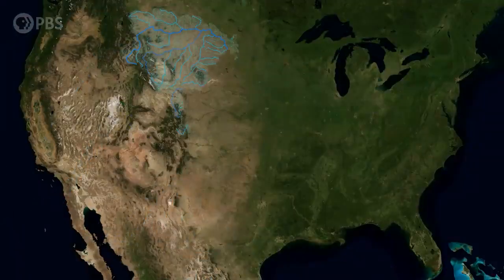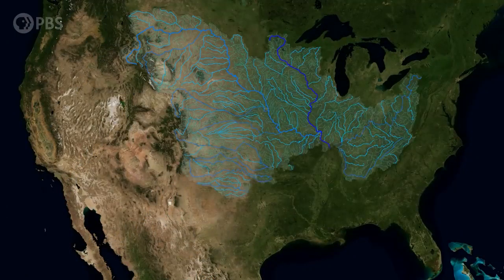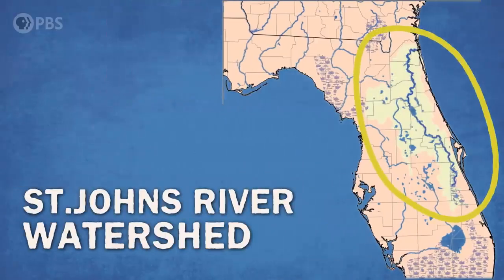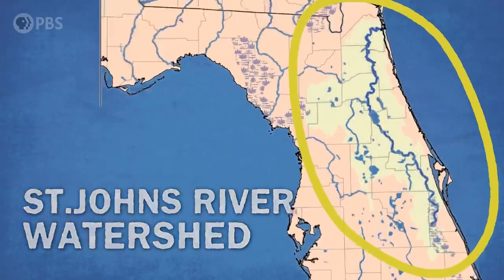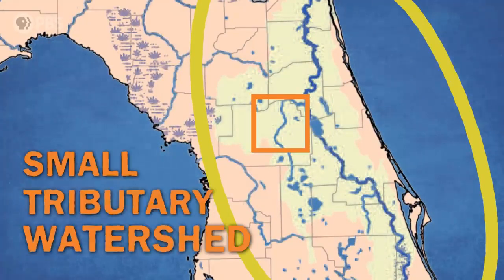The Mississippi watershed, for example, contains thousands of square miles of land that eventually drain into the Mississippi River. But even on a smaller scale, all of this shaded area is part of the St. Johns River watershed. If you zoom in, here's a small tributary that flows into the St. Johns River. This land is simultaneously part of the small tributary's watershed as well as the larger watershed of the St. Johns River. Watersheds on watersheds.